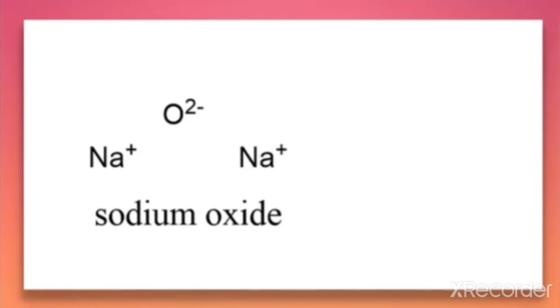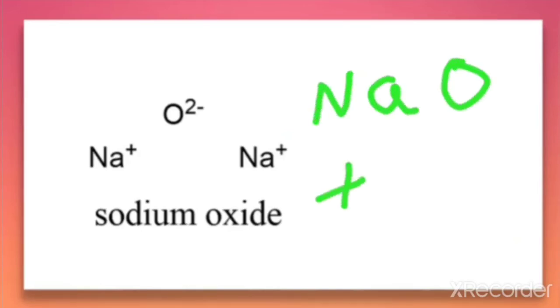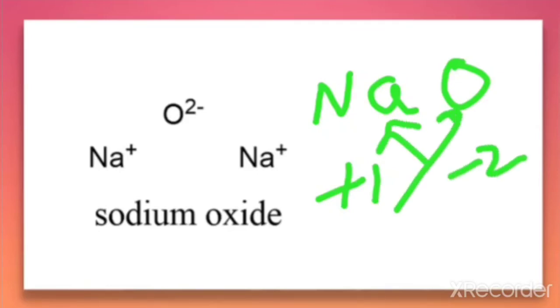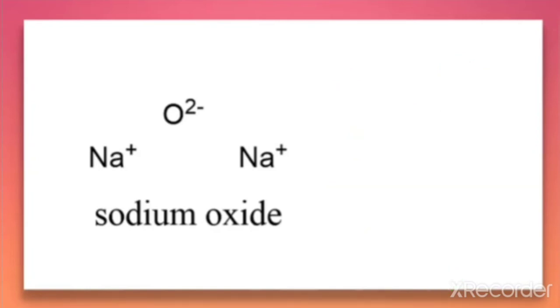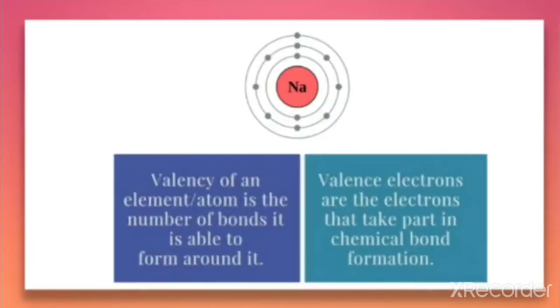So how do you make the formula? That is Na and O. Na has +1 charge, O has -2. That is the valency or the oxidation state. When you crisscross it, you will get the formula Na2O. So what is the formula of sodium oxide? That is Na2O. So we can say that there is a bonding between the 2 sodium atoms and 1 oxygen. From this it is clear what the valency is and what the valence electron is. Let us compare valency and the valence electron.